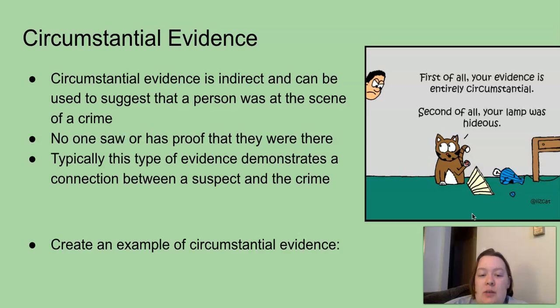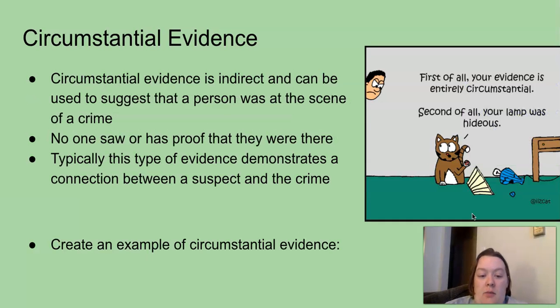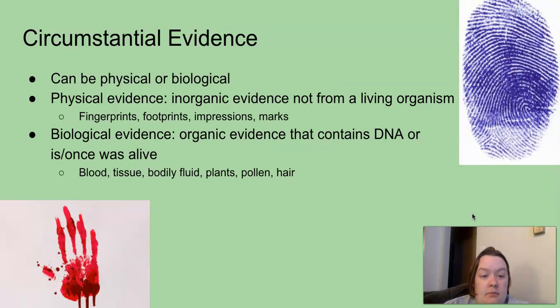This usually demonstrates some type of connection between a suspect and a crime, but the more circumstantial evidence you have, the better, because if there's just one piece of circumstantial evidence, it's not enough to prove anything. So circumstantial evidence can be two types. It could be physical or it could be biological. So here are some examples.